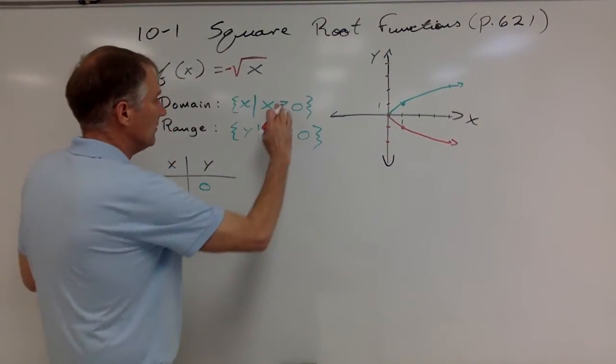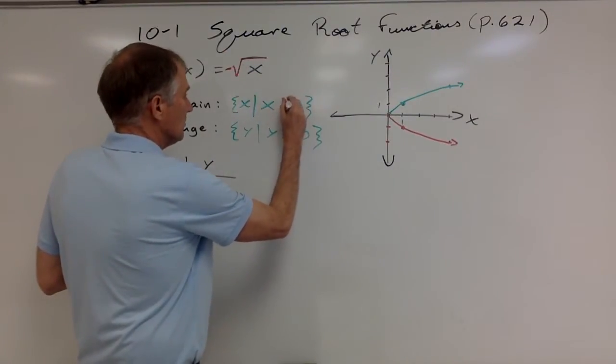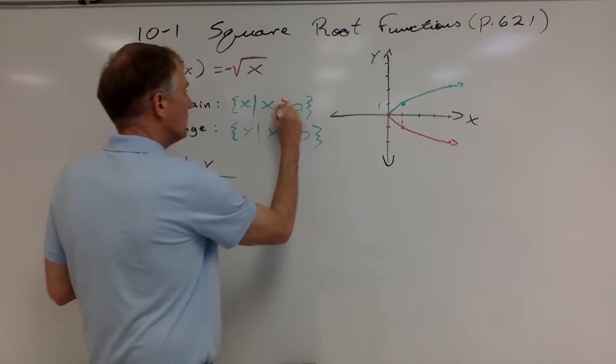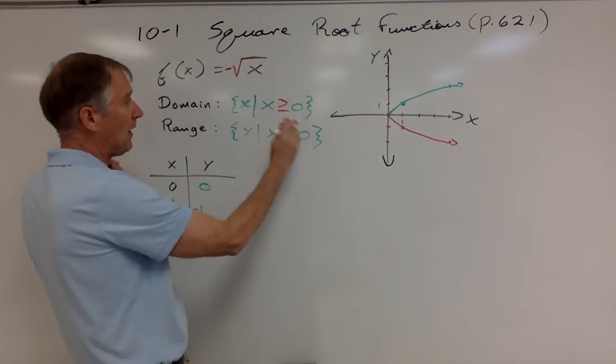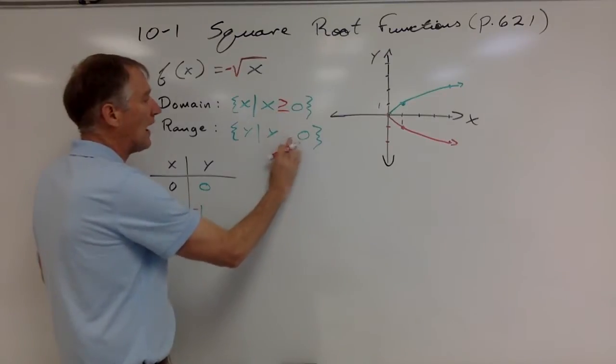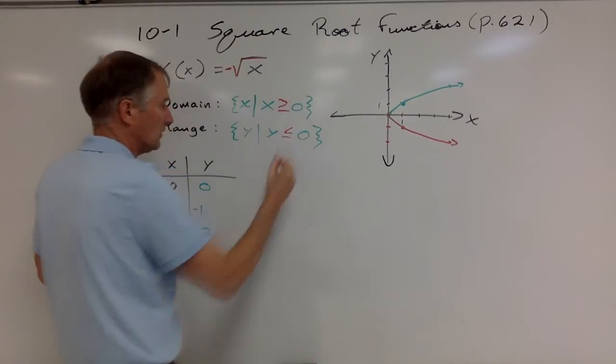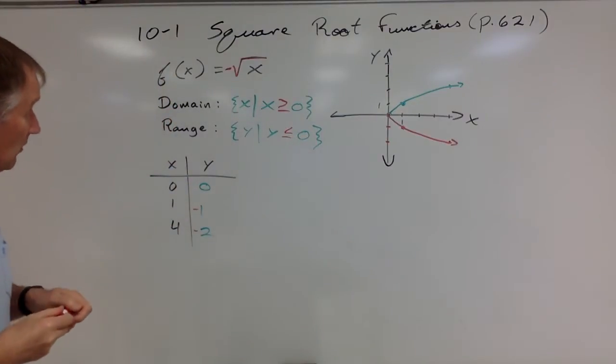And your domain in this case would be x is less than or equal. No, bad teacher. x is still greater than or equal to 0. x has to be positive, greater than or equal to 0. It's the y values now that are down here, right? y values are negative. So they're less than or equal to 0.